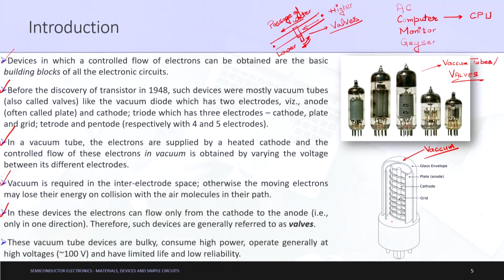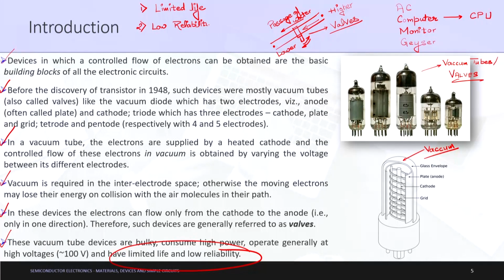So for this slide, we can finally make one major conclusion: that these devices have limited life. What does limited life mean? It has very few years before expiry. One is limited life, and the second point is low reliability. As the name suggests, low reliability means it is not reliable for our day to day work.